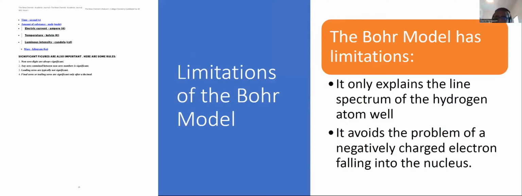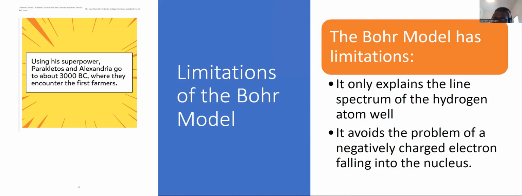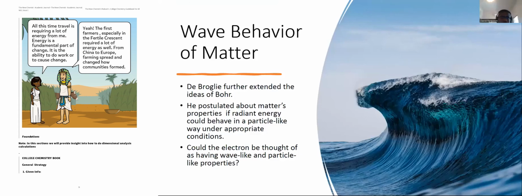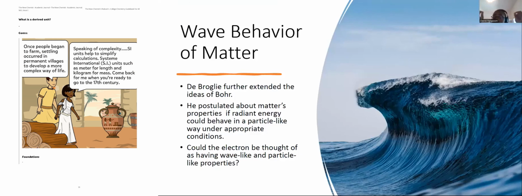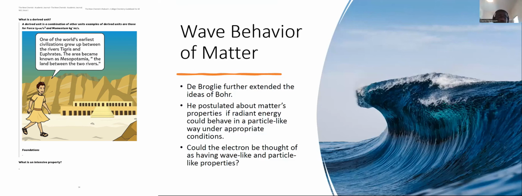The Bohr model has limitations. It only explains the line spectrum of the hydrogen atom well. It avoids the problem of a negatively charged electron falling into the nucleus. So here we have de Broglie's ideas, and the classic example of that is a water wave. A water wave has wave-like properties, and it also has particle-like properties because it's made up of units, which are water molecules, or particles.